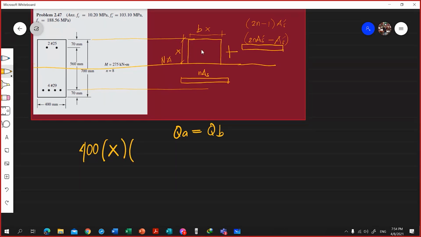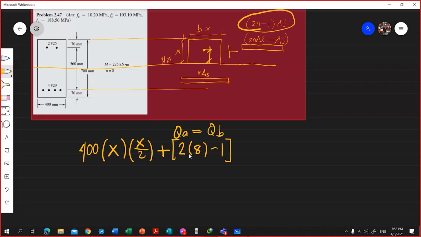Multiplied by the distance of the neutral axis from the centroid of this block. The centroid is right here, and the distance of this centroid is x over 2. So you have here x over 2. So that's for the block. Plus, the area, which is 2n minus 1. What's the value of n? Here, that's the value of n, and that is equal to 8. So we'll have here 8 minus 1.